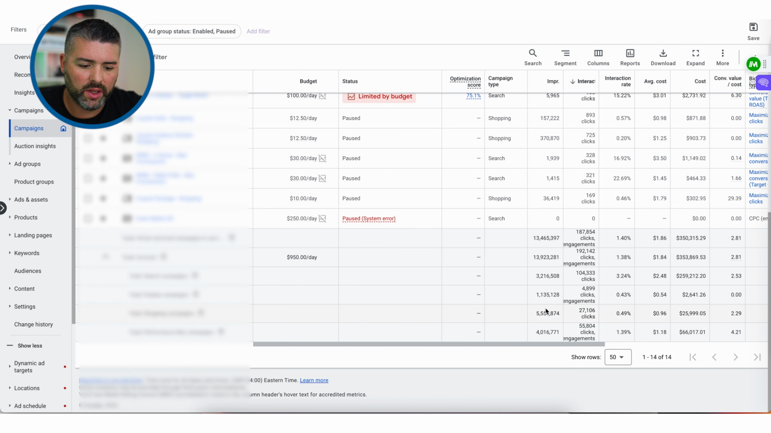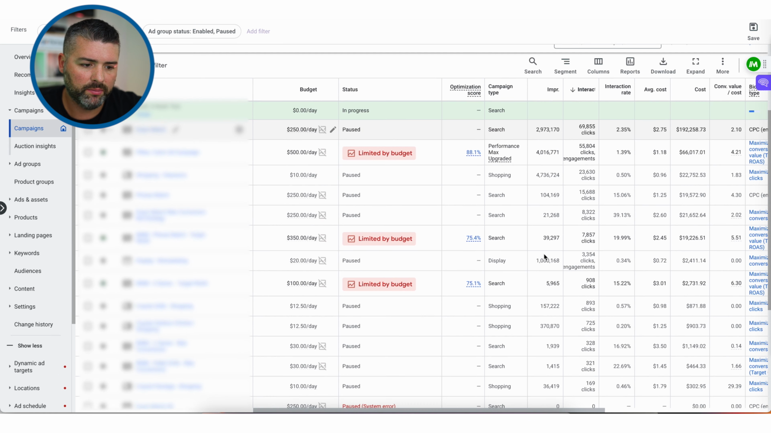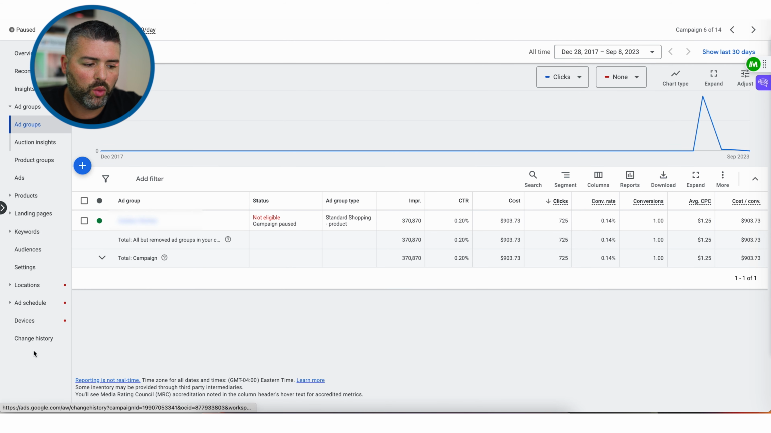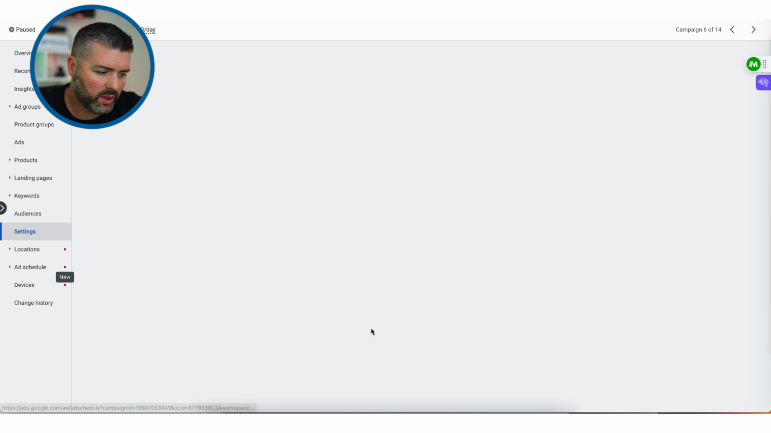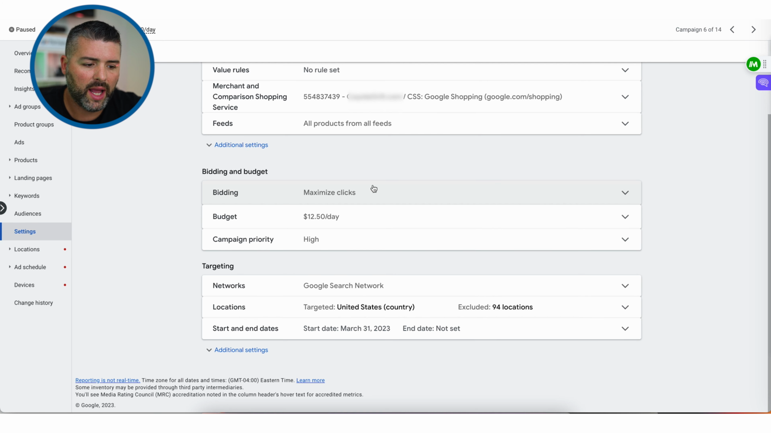As you can see, we are looking at 14 different campaigns over a period of time, and we have search, shopping, and display. All of these had different bidding strategies. If we go into this one, we can go down into settings and look at this budget. It had a maximize clicks bidding strategy. That was months and months ago.